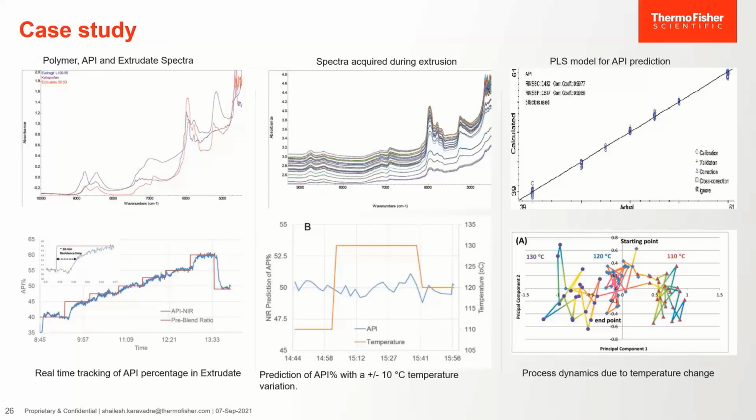So in this case study, we looked at a polymer-based API. The considerations were given to derive a partial least squares model. What we did was we built a PLS model to monitor API concentration for HME. So for example, this figure shows the NIR spectra overlaid of ketoprofen, Eudragit, and 50/50 extrudate.